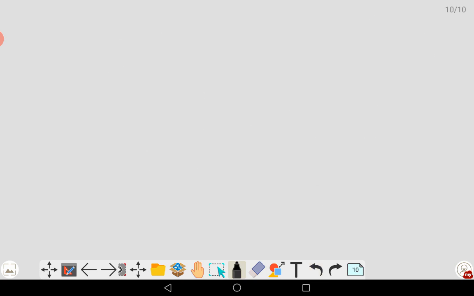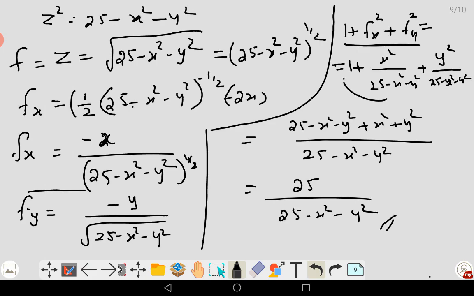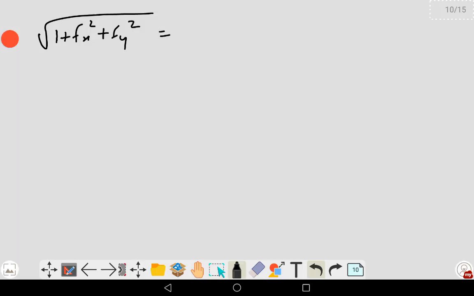Okay, next page. What we get on the next page is the square root of 1 plus fx square plus fy square, which is equal to the square root of 25 over 25 minus x square minus y square. The square root of 25 will be 5. This is 5 over the square root of 25 minus x square minus y square. We have been asked to integrate with respect to x first. That's the hint given in this problem, right?